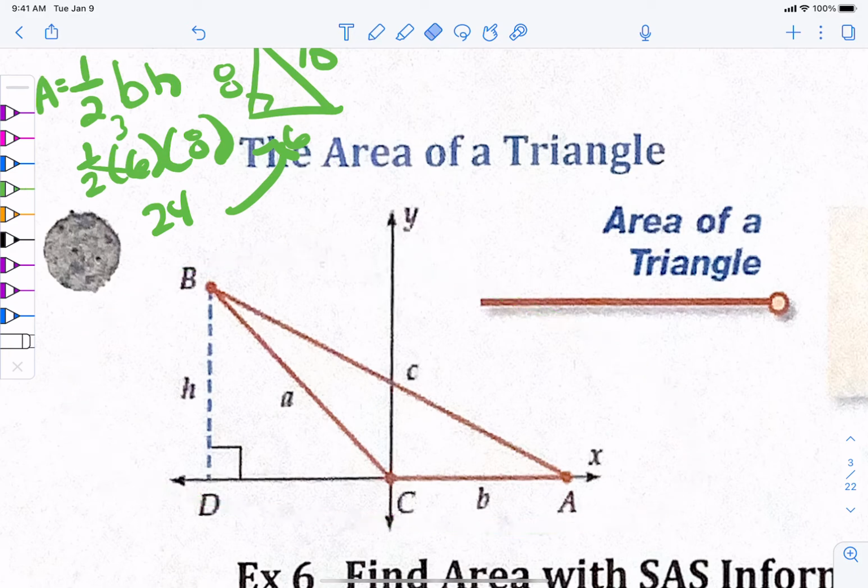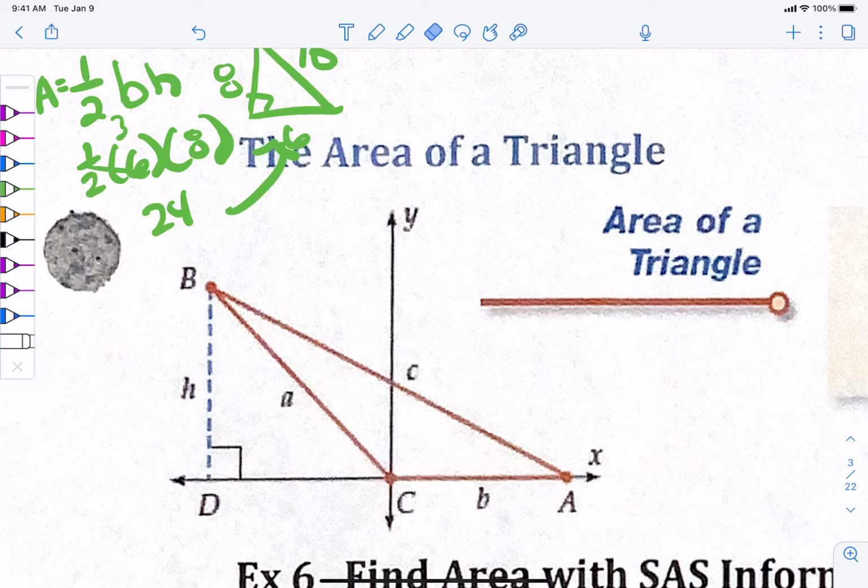The height is not the length of A. This is not the height right here. The height is perpendicular to the base, right? So the height of this triangle isn't even a measurement on the triangle. It's this height over here, right? Does that make sense?